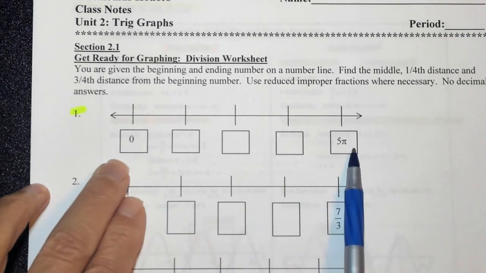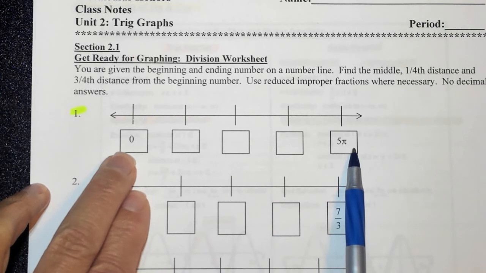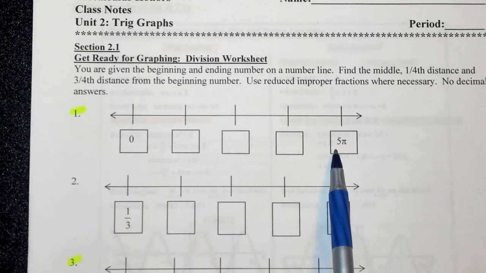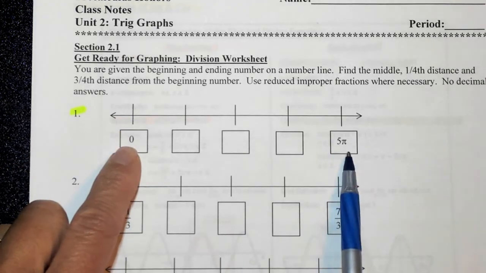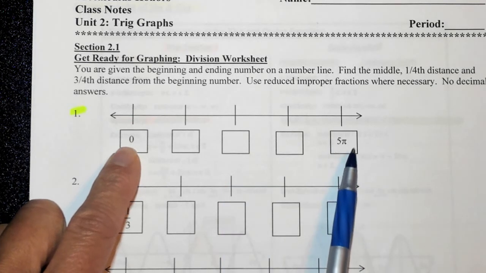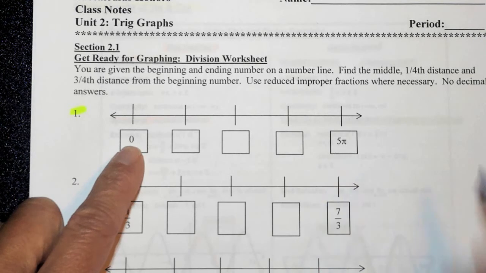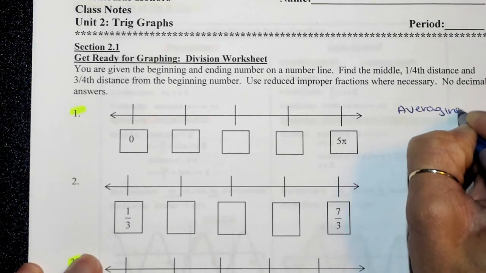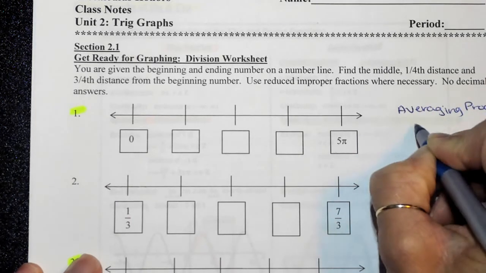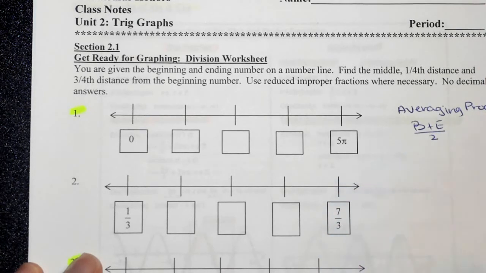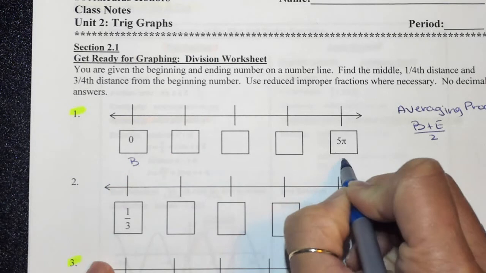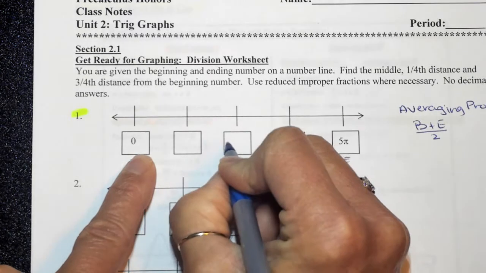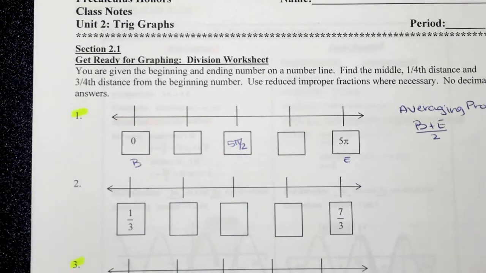So you'll always have 5 values on your graph, on your x-axis, and you're going to have a beginning and an end. And basically, we're going to be using the concept of a midpoint. So if I have a beginning and I have an end, if I want the middle, I'm basically going to be adding these two up, the beginning and the end, and dividing by 2. So what you have here in general is an averaging process, which is the beginning plus the end divided by 2. So this is the beginning, and this is the end in this case. So 0 plus 5 pi is 5 pi divided by 2 is going to be 5 pi over 2. And you will always use reduced fractions.